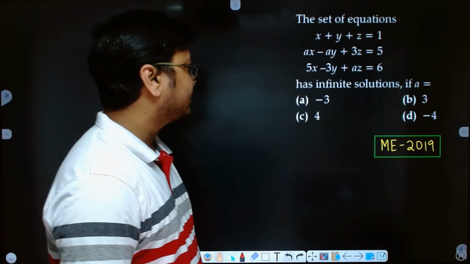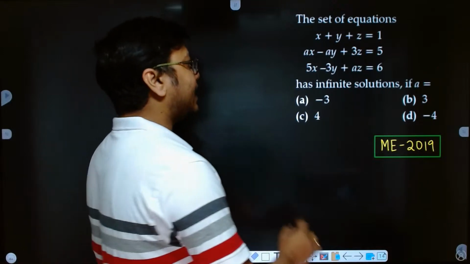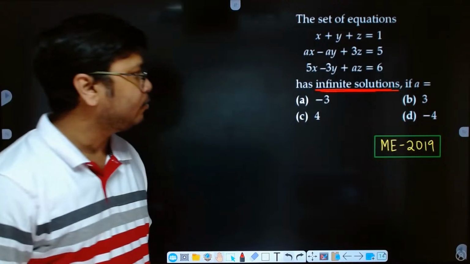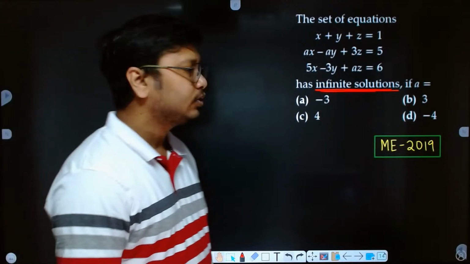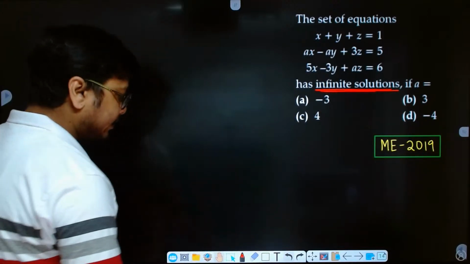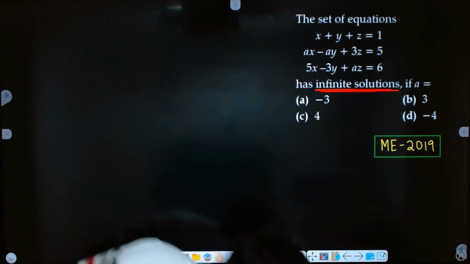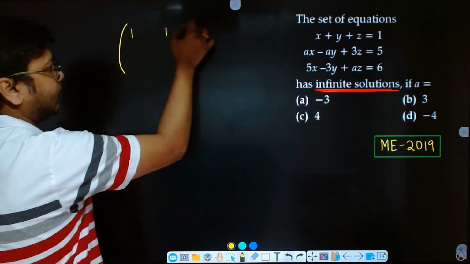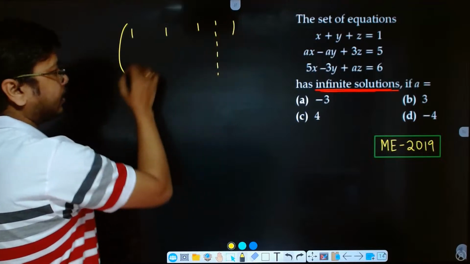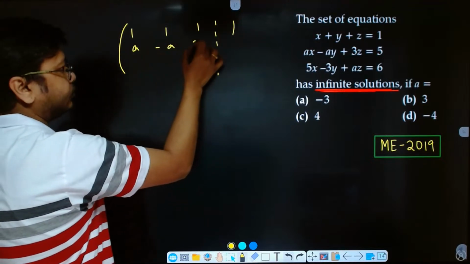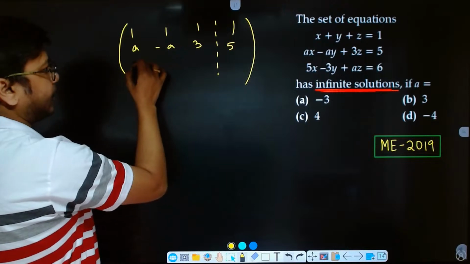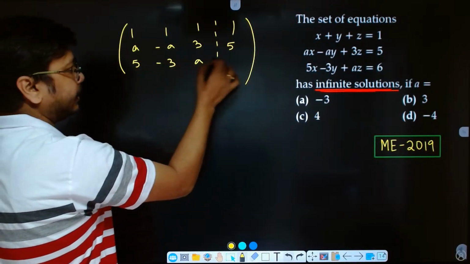Let's take a look at this question. The set of equations is given. The question is directly asking for infinite solution. What should be the value of A? Your first work should be to write this in the augmented form. So the augmented form would be 1 1 1 augment 1, A minus A 3 5, 5 minus 3 A 6.